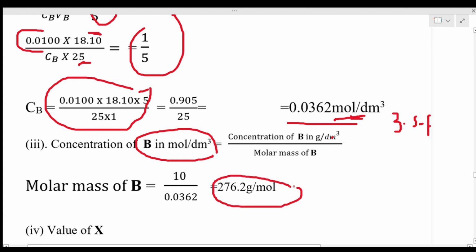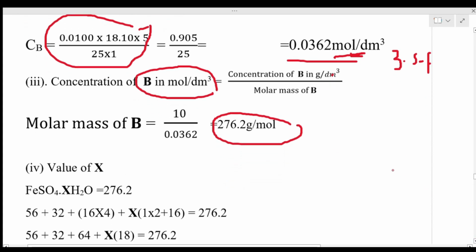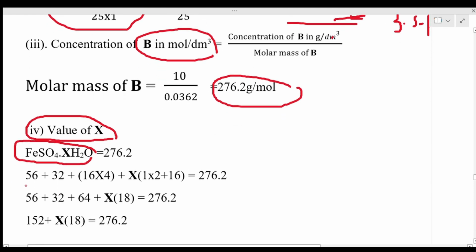Remember, I told you earlier, your molar mass must be in gram per mole, because that's the standard unit for molar mass. So I have my molar mass already. The next question says calculate the value of X. The hydrated value is going to equal my molar mass. Then I'll substitute the respective values of Fe, S, oxygen is 16 times 4, then plus this dot here, which means what?